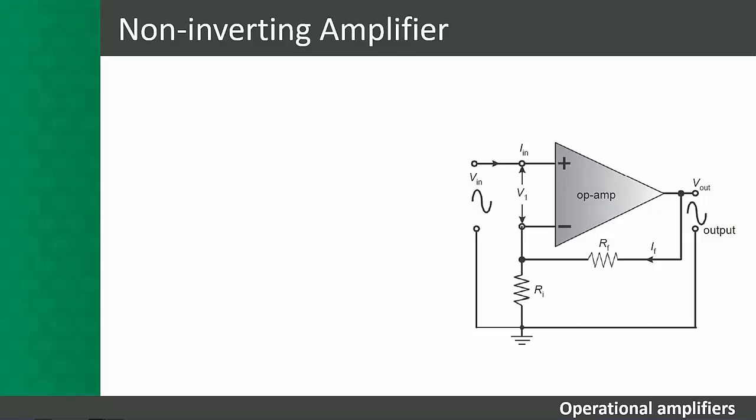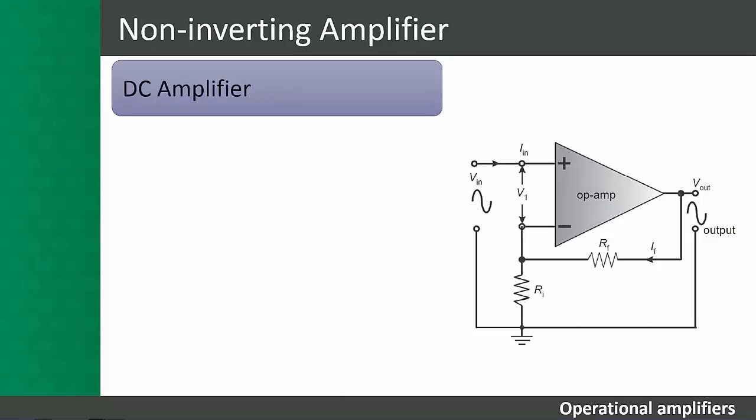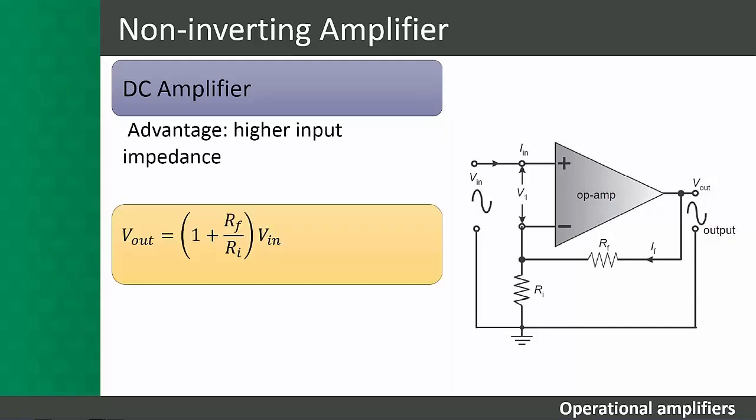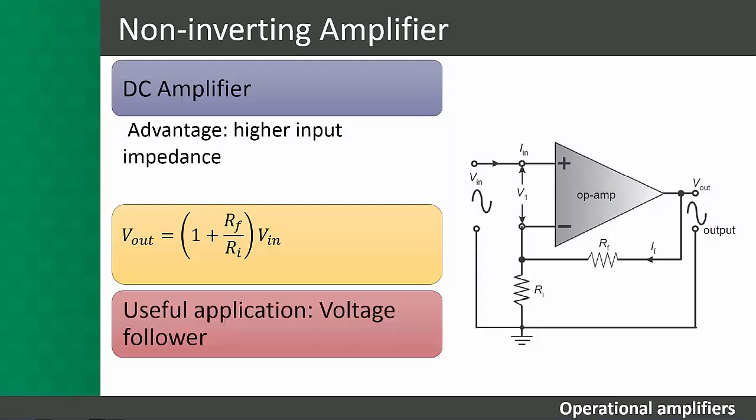The non-inverting amplifier. This is also a DC amplifier, but it has the advantage of higher input impedance. The output voltage for the circuit is given by Vout is equal to 1 plus Rf over Ri multiplied by Vin. A useful application of the non-inverting circuit is that of the voltage follower. All the other applications for the inverting op-amp are also applicable for the non-inverting op-amp, except for the adder.